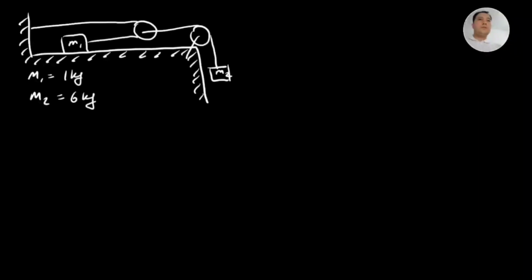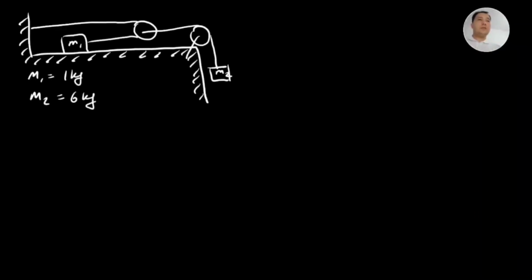So let's solve this problem. We have two objects as shown in this figure, M1 and M2, given as 1 kg and 6 kg respectively. We need to find the acceleration of these two objects and the tension in each rope.